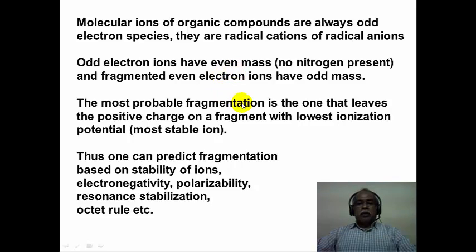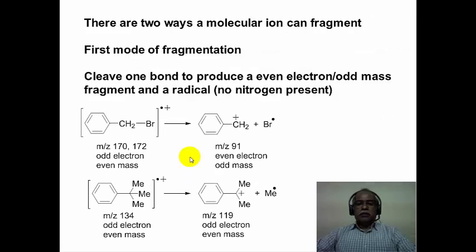The most probable fragmentation is the one that leaves the positive charge on a fragment with the lowest ionization potential. This is understandable because the ion will be a stable ion. It is the most stable ion that is going to result in the fragmentation pattern. So one can even predict the fragmentation pattern based on the stability of ions, based on electronegativity, polarizability, resonance stabilization, and the octet rule. All this can be applied towards the stabilization of a particular ion. So it is possible to predict the fragmentation of certain classes of organic compounds.